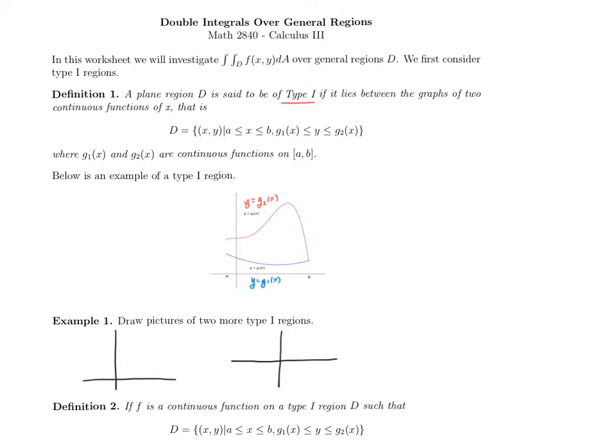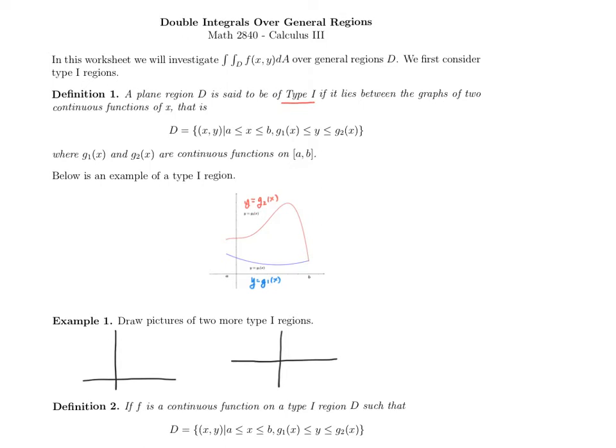Stated as intuitively as possible, a type 1 region is a region which is bounded by two continuous functions of x. Here a smaller function y equals g1(x) in blue, and a larger function y equals g2(x) in red. So we think of this as a region that's almost bounded vertically by functions of x. If you haven't done so already, pause the video and draw two more examples of these type 1 regions.